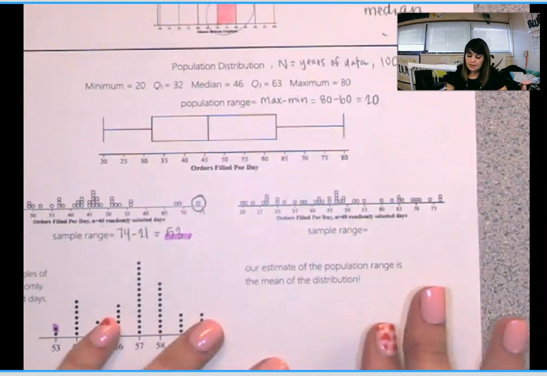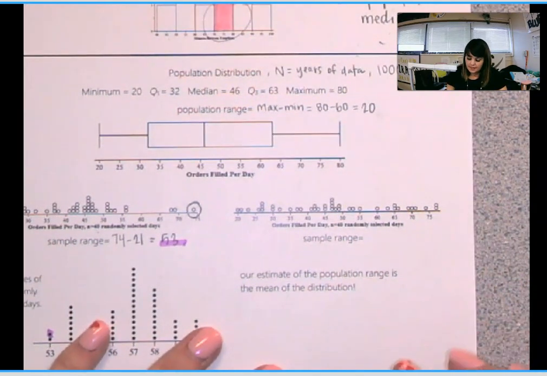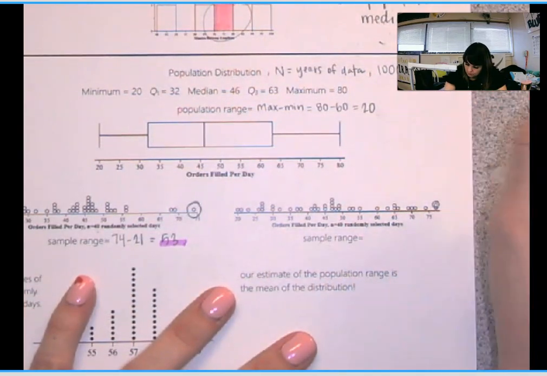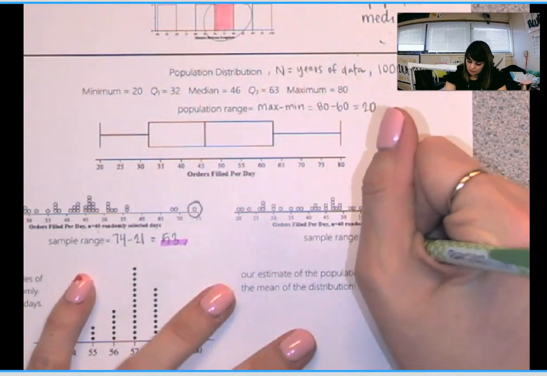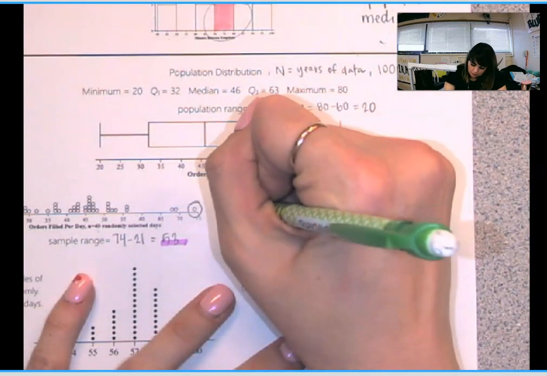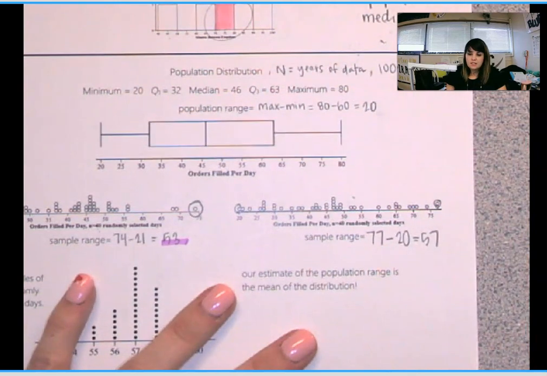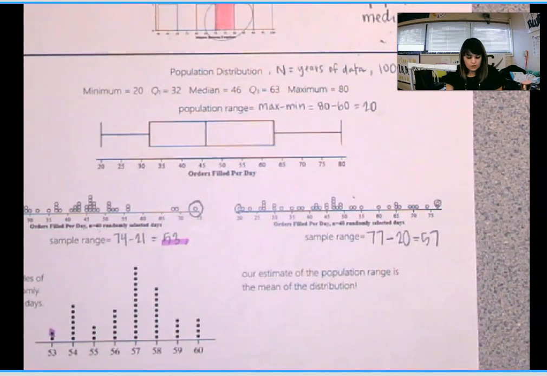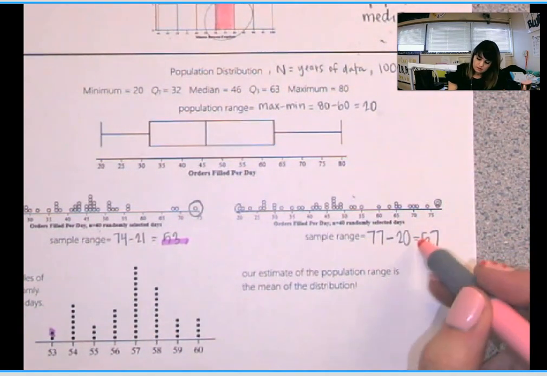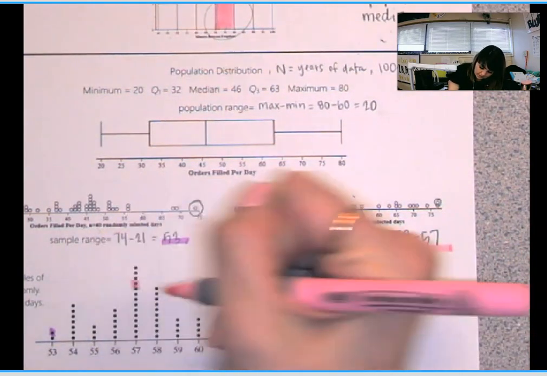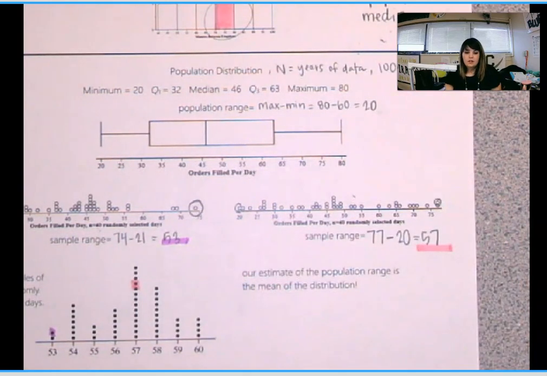Okay, here we have a different set of 40 days. Same thing. We want to look at our maximum. Looks like our max is 77 and our minimum of 20. That gives us a range of 57. So this sample range is one of these 57s. I accidentally highlighted 2. My bad. I meant to only highlight 1.